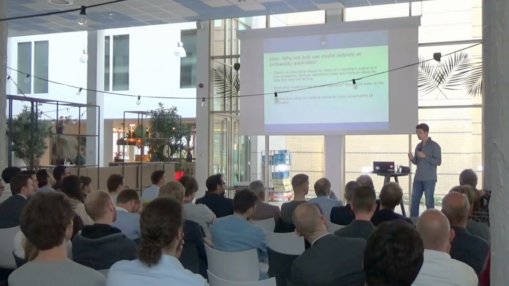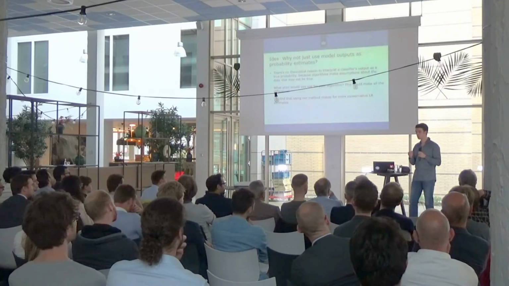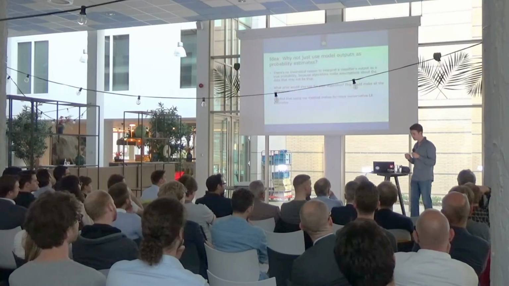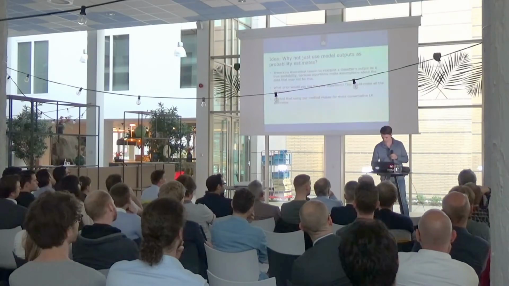You may set the prior to 0.5 artificially. It's often possible to weigh observations in your machine learning algorithms, but that's another thing that you need to do. And why set it to 0.5? Why not 0.4? It also opens up a lot of discussion. One other advantage of our current approach is that our method makes for more conservative likelihood ratio estimates. And I'll demonstrate that in the next slide.